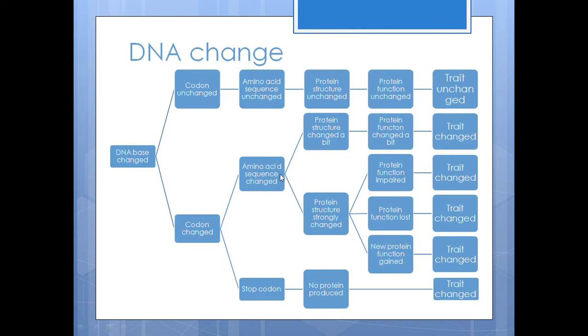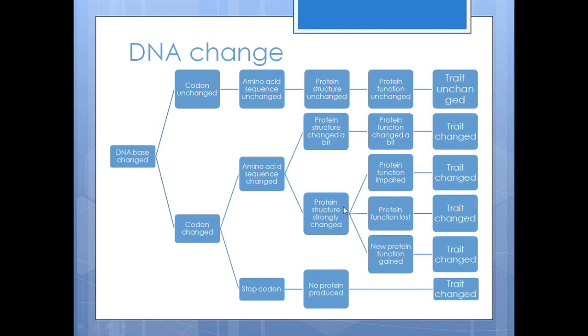If the amino acid sequence is changed in such a way that the protein is still produced, it may have its structure changed a bit or strongly. In case of structure changed only a bit, like one amino acid replaced by another one which is only slightly different, then the protein still may have more or less the same function, but for instance a bit weaker. So the trait in this case is of course changed, but it may not be a hugely abnormal effect for the organism.